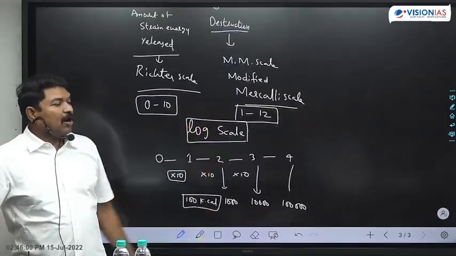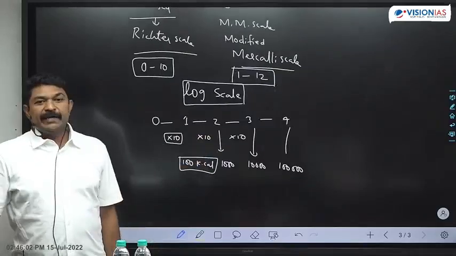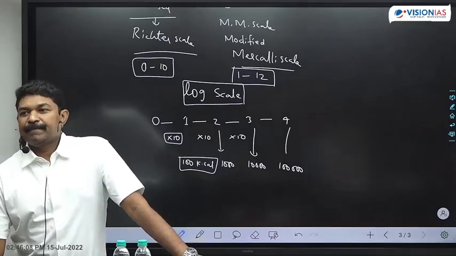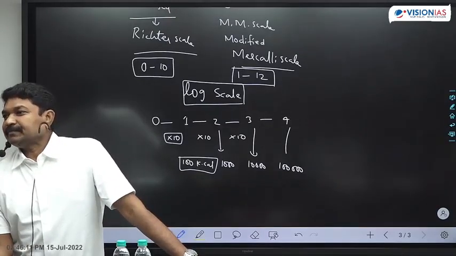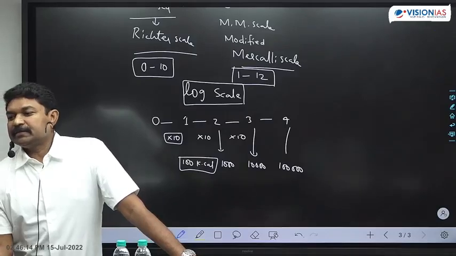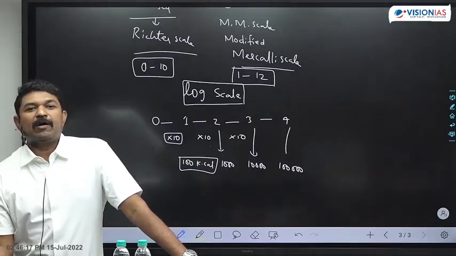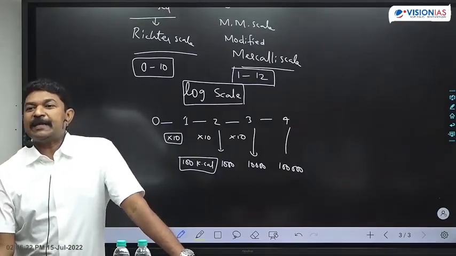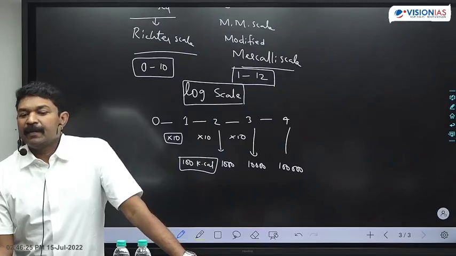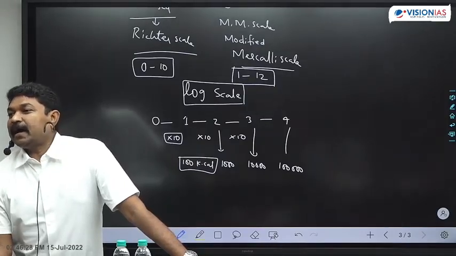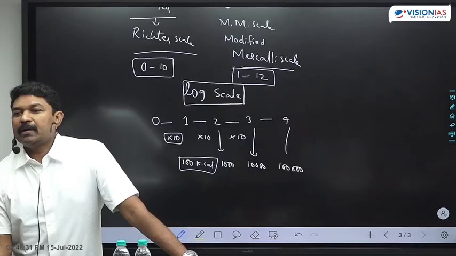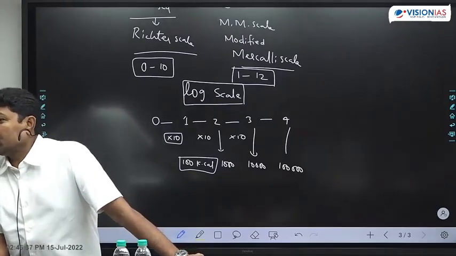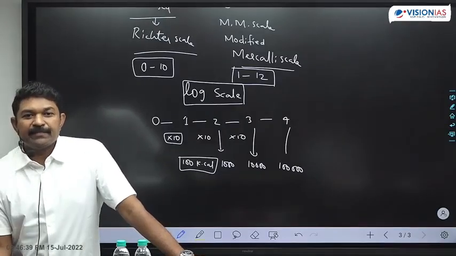It is also a log scale. What do you mean by log scale? A log scale is such a scale where the energy multiplies 10 times for every whole number. Is it clear?